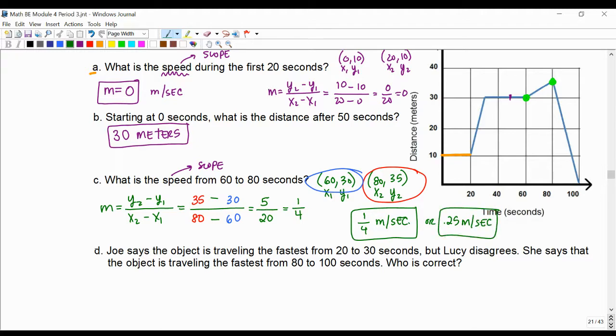We're not going to do letter D, so you can just cross that one off. So that was number 5, A through C.